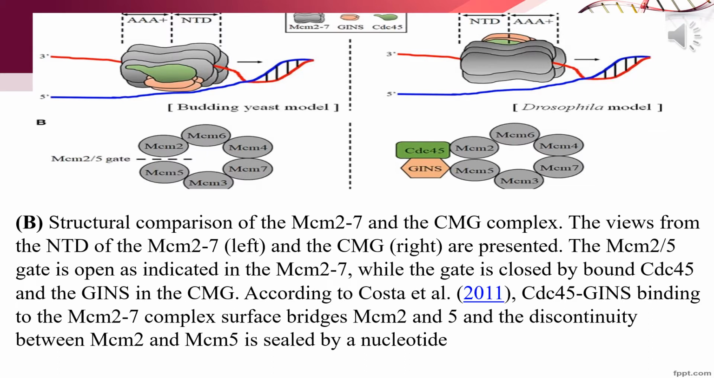CDC45 and GINS bind to the MCM2-7 complex surface and bridge MCM2 and 5, and the discontinuity between MCM2 and 5 is sealed by a nucleotide, which is omitted in the structure for clarity.